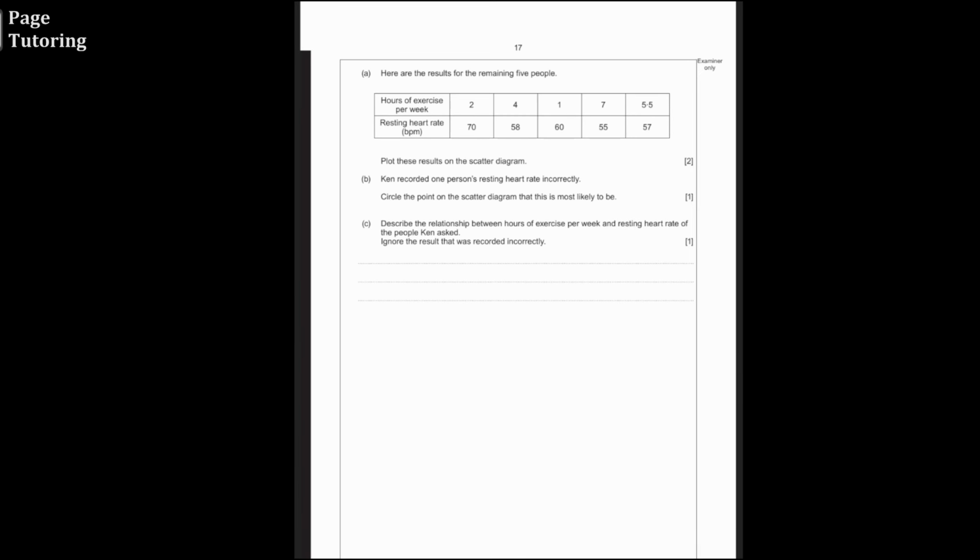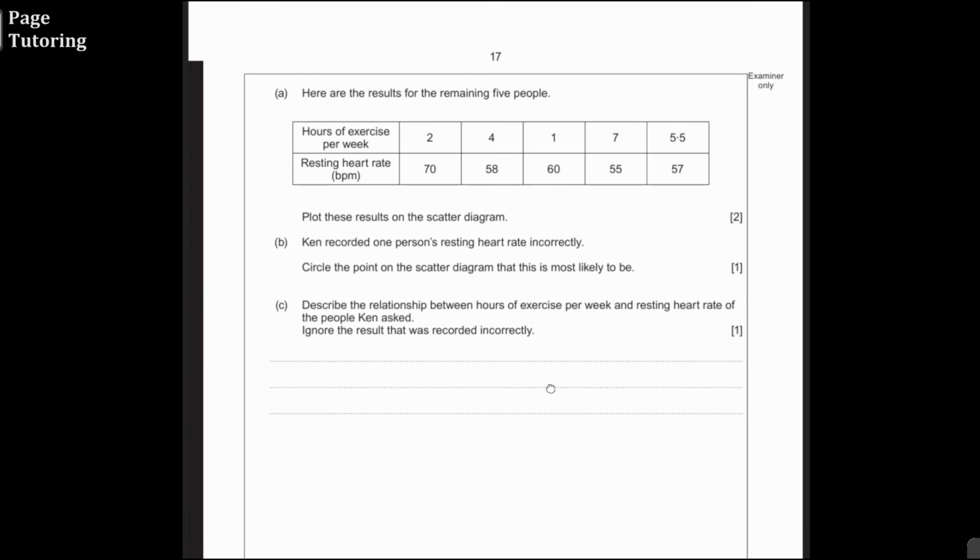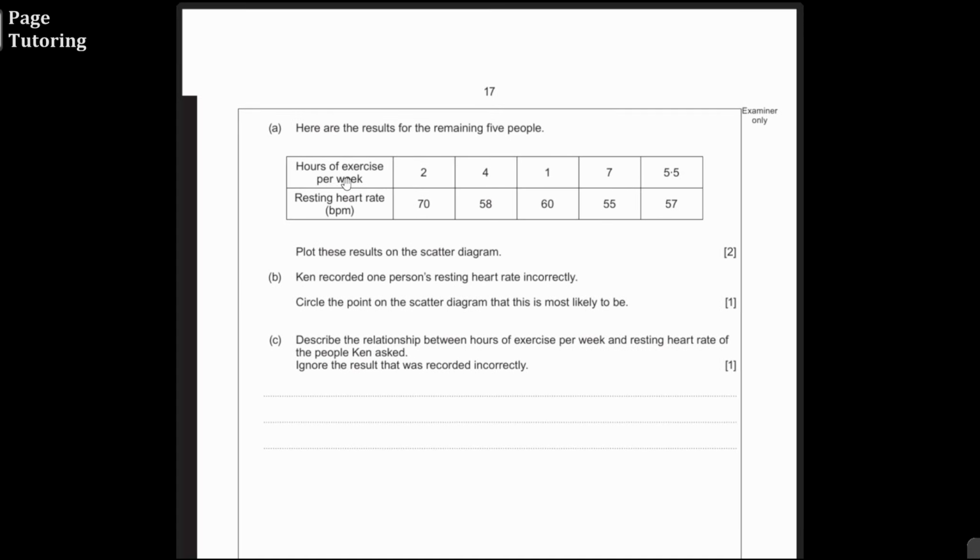So now if we go to the next page to see what the question is, it says here are the results of the remaining 5 people. So we've got hours per week, resting heart rate, and we've got some points. So part A, plot these results on the scatter diagram. Okay, well let's just do them one by one. And I'm going to skip to the end and show you what that looks like.